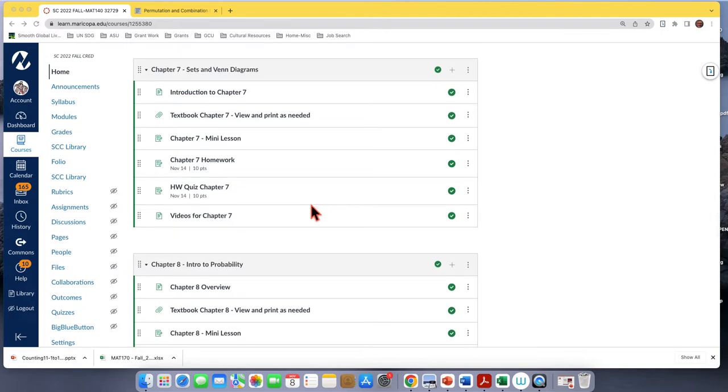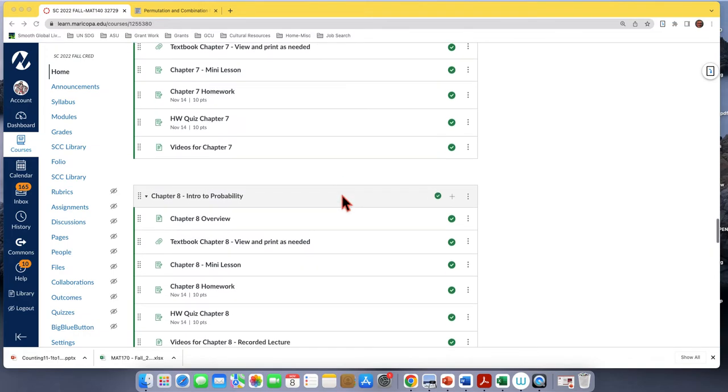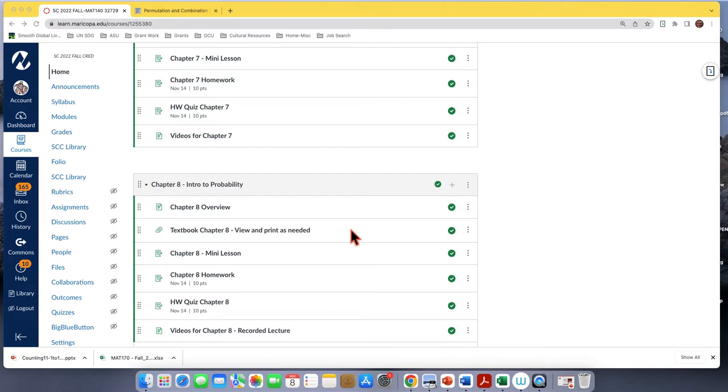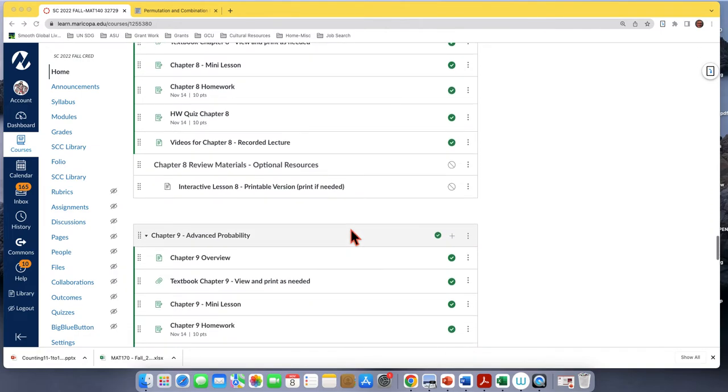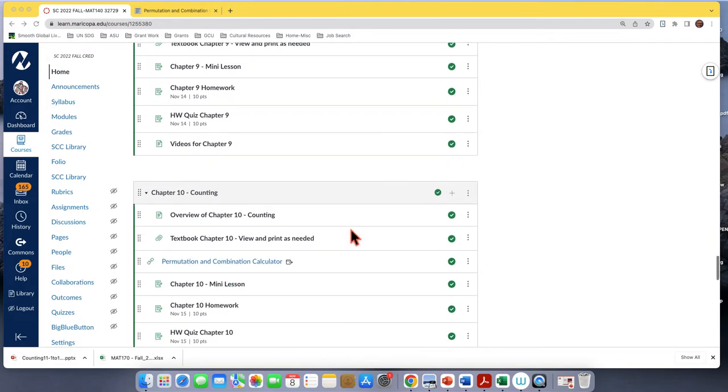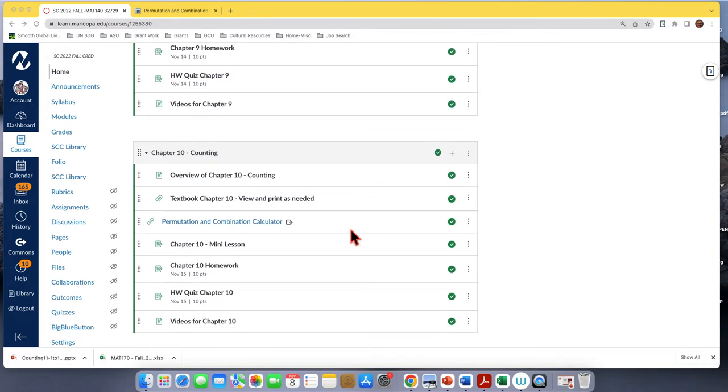So then we did chapter 7, sets and Venn diagrams, followed by probability, which we sometimes use the Venn diagrams in doing the probability problems. Last week we did advanced probability, which is not too advanced, but a little. So chapters 8 and 9 pretty much went together. And then we're going to do the counting, which actually supplements 8 and 9 with probability. So you're going to see a couple of probability problems in here because it involves counting.